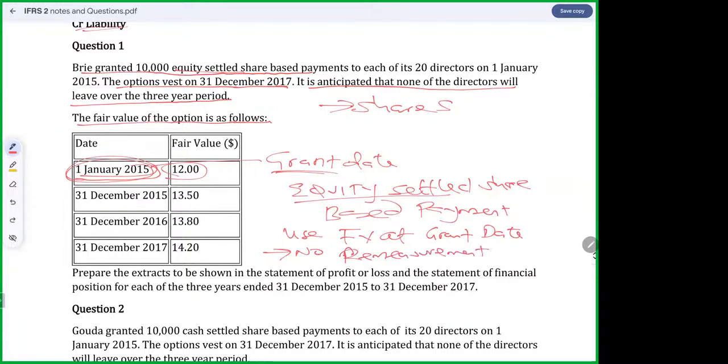So what do you mean, Mwalimu? That all these changes in the fair value are irrelevant. All workings here will be on the basis of this 12, the share price which existed at the date when this deal was being granted, 1st January 2015. Bri granted 10,000 equity settled share-based payments to each of its 20 directors on 1st January 2015. So then, ladies and gentlemen, I would want us now to start writing this.